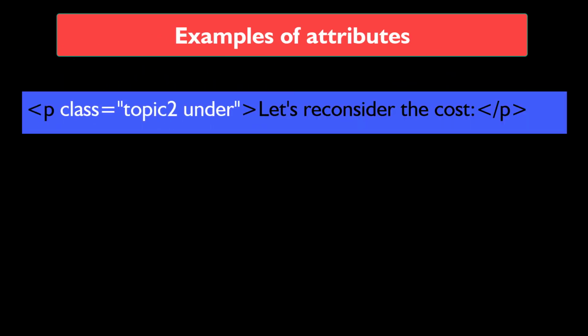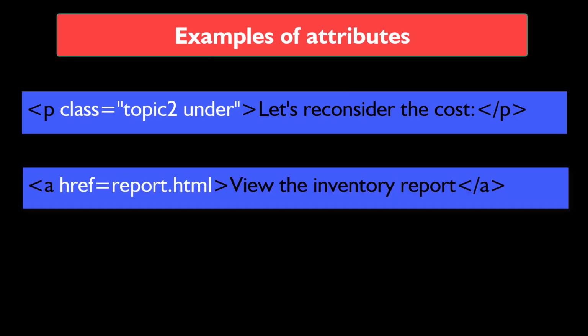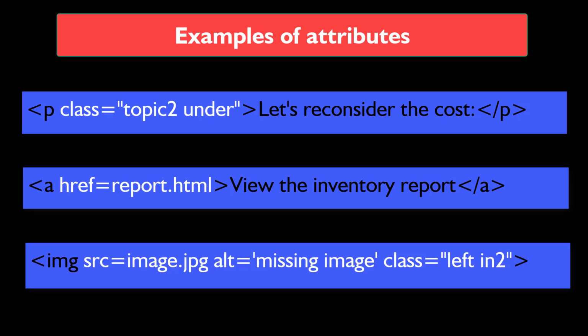Here's some examples of attributes. This paragraph will display with the style properties assigned to classes topic 2 and under. Here, the attribute value is unquoted, and here the image element does not take an end tag. Note we have unquoted, single quoted, and double quoted values.